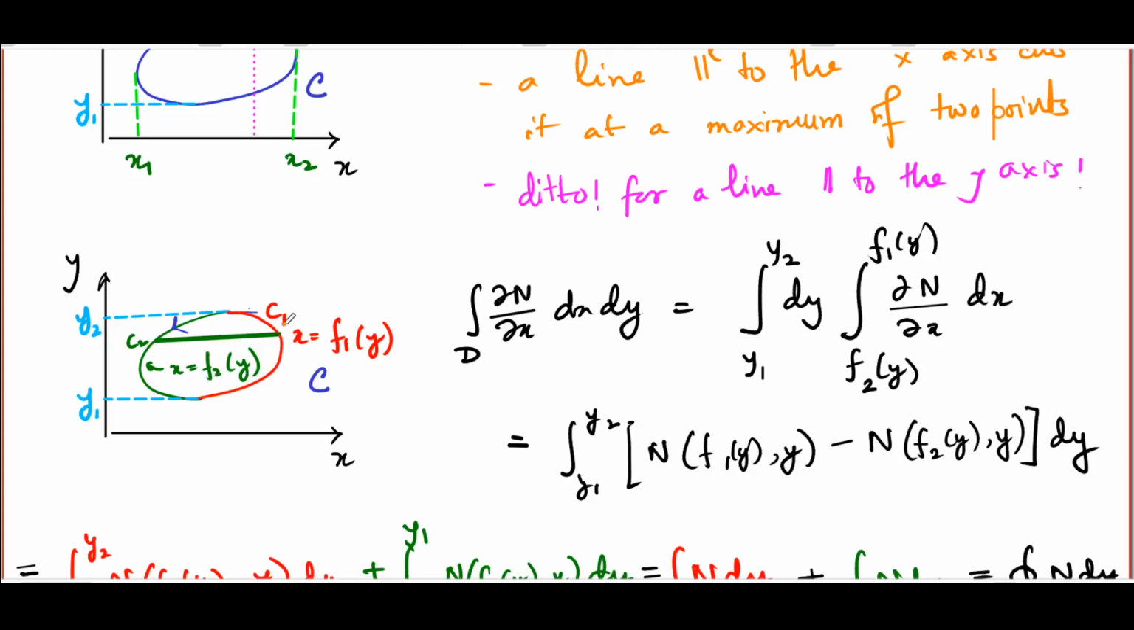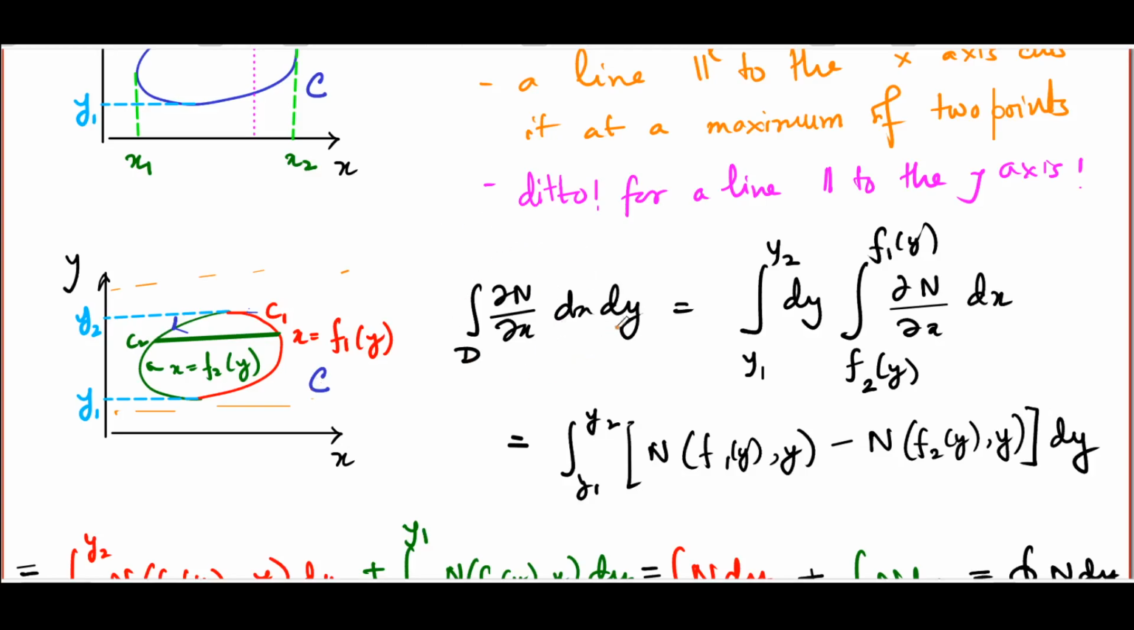Over this red piece of the curve, x will be described by f1 of y. This is the part which I am calling c1. Over the other piece, c2, x is again described by a single well-defined value of y, f2 of y. And of course, these two curves together form the curve C, the closed curve C, and y1 and y2 are the bounding values of y, beyond which, of course, a horizontal line will not cut the curve at all.